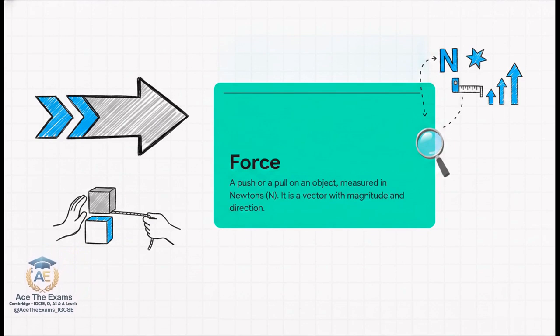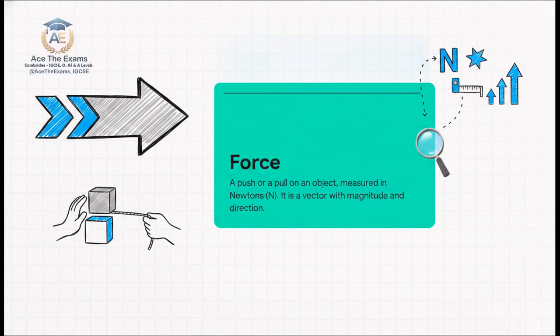And this is crucial, especially if you're answering exam questions, because a force has both a size, which we call magnitude, and a direction. It is officially classified as a vector. If you just give the size and forget the direction, you're missing half the story. And the standard unit we use to measure this vector, that's the Newton, represented by a capital N.